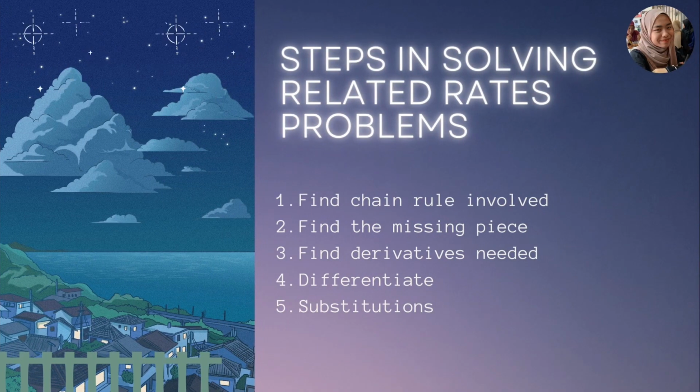So now, these are the steps in solving related rates problems. First, we have to find the chain rule involved. Second, find the missing piece. Third, find the derivative needed. Fourth, differentiate. Last but not least is substitution.